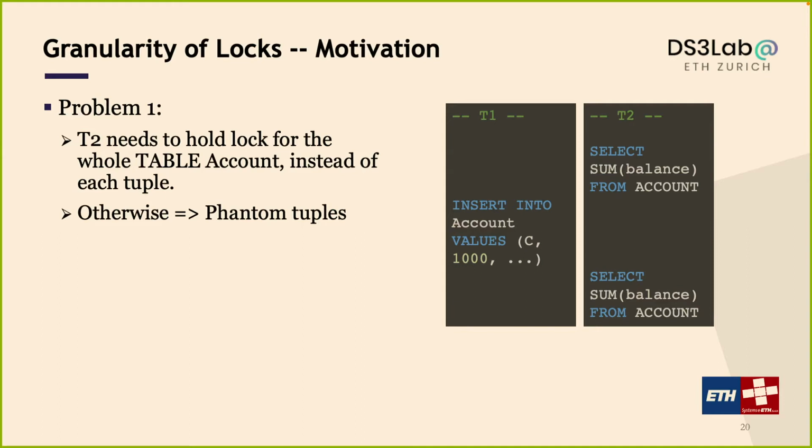So let's look at why we need granularity of locks. If you look at a database system, we think of it as a collection of objects. But those objects have relationships. There's a table. A table contains a whole bunch of tuples, and a tuple contains a whole bunch of values or cells. There could be billions of those tuples.